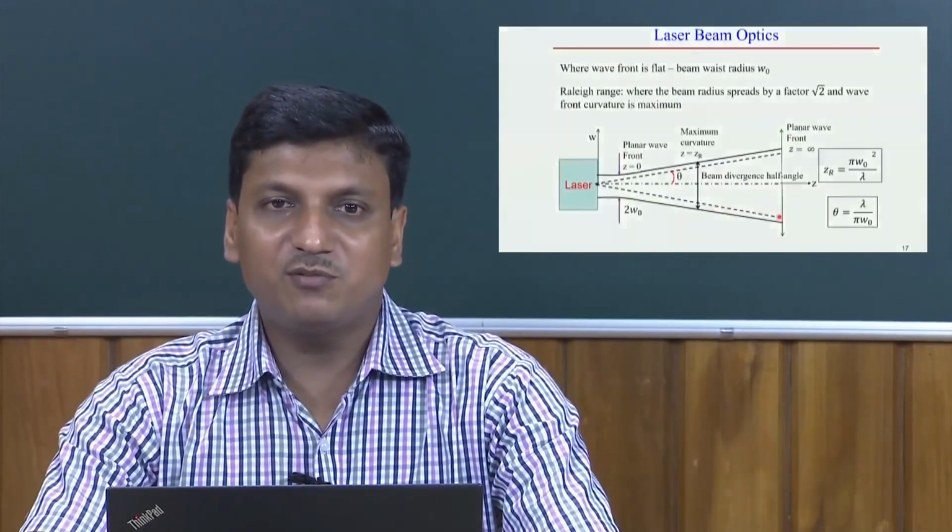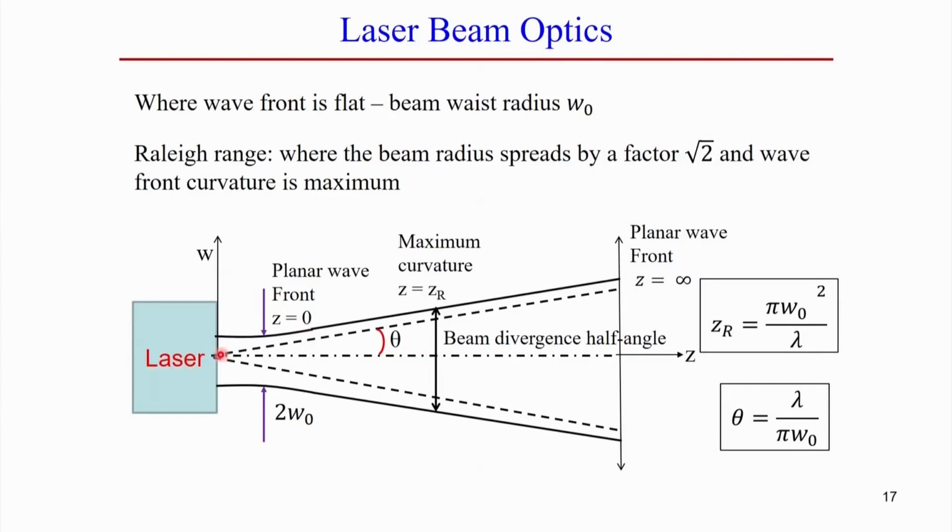Now, if you look further into laser beam optics, this is the laser source and it is diverging, but the laser source is actually not a point source. It has a diameter where a planar wave front can be created at a specific size, that is 2 W0, where the beam wave front is flat, called the beam waist radius equal to W0. The Rayleigh range means where the beam radius spreads by a factor of √2 and the wave front curvature is the maximum. In this zone the wave front is almost flat, but here the wave front curvature is the maximum.